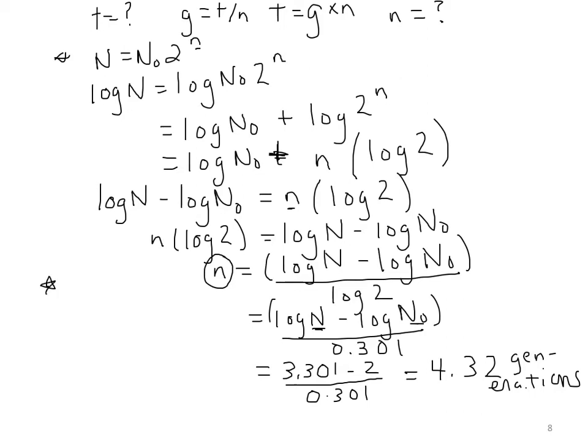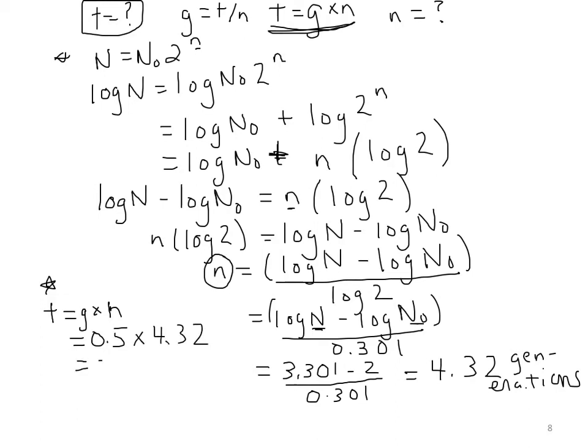All right, but remember our goal was actually to solve for t. And now we're ready to do it, going back and using this equation. So t, or the time it takes to get those 2,000 cells, is going to be g times n. I just solved for n, okay? And I already knew g. It was 0.5. I'm going to multiply it by 4.32. And my answer is going to be 2.16 hours. Okay? Which is about 2 hours and 10 minutes.